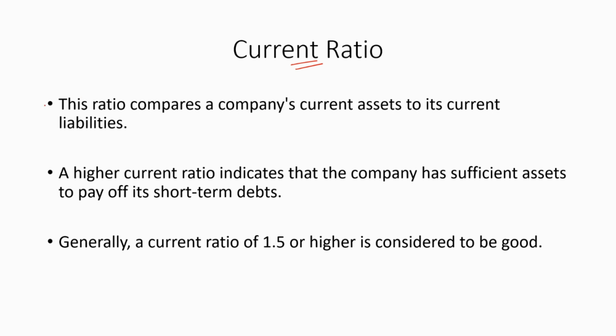Current ratio. This ratio compares a company's current assets to its current liabilities. A higher current ratio indicates that the company has sufficient assets to pay off its short-term debts. Generally, a current ratio of 1.5 or higher is considered to be good. This ratio value is not a specific value. Depending on the industry, this ratio can change.